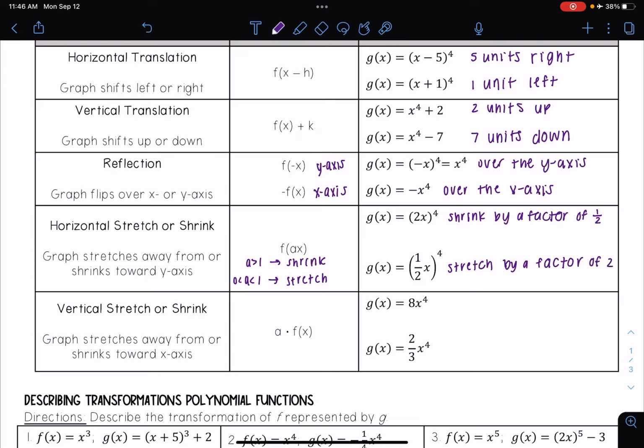And then we have a vertical stretch or shrink, and this graph stretches away from or shrinks toward the x-axis. So this is going to be opposite from the horizontal. Here, if a is greater than 1, then it's going to be a stretch. And if a is between 0 and 1, then it's going to be a shrink. So for example, I could have 8x to the fourth. That would be a stretch by a factor of 8.